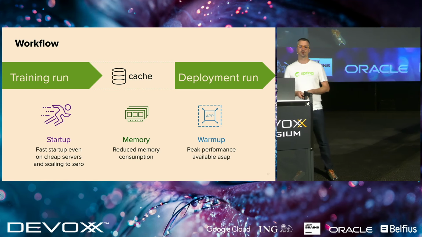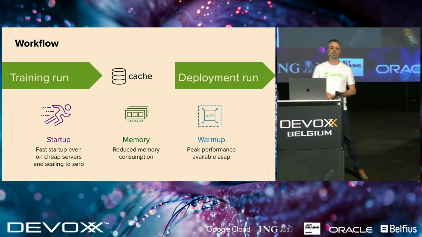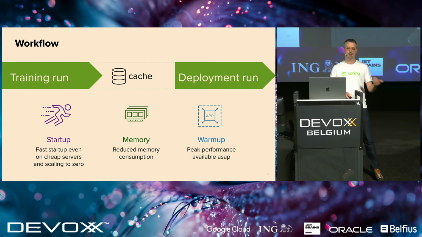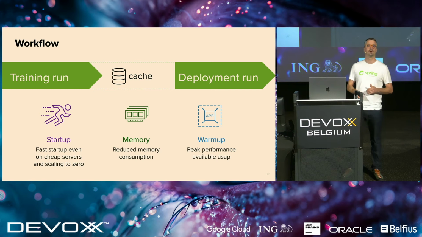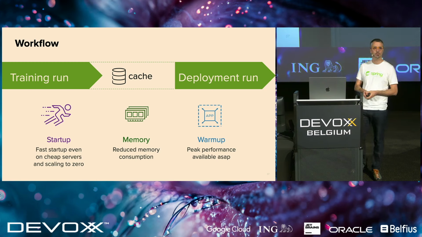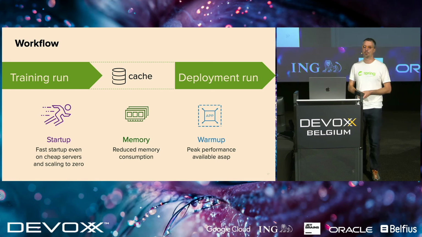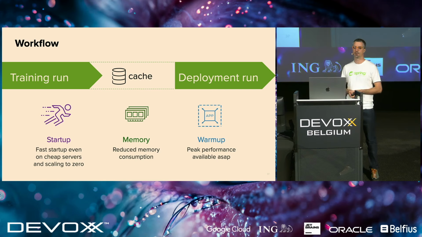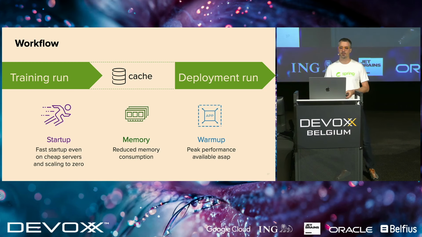And then this cache will be used to speed up the deployment run and improve the efficiency on 3 main metrics. The first one is startup time. We want to decrease the startup time, have fast startup, even on a cheap server, so you can just use cheaper servers. And we want to potentially be able to scale to 0 on your Kubernetes platform, to just not pay anything when your application is not used, by basically achieving less than 1 second startup when possible. We also want to reduce the amount of memory consumed, because also cheap servers, and we want to reach peak performance as fast as possible.